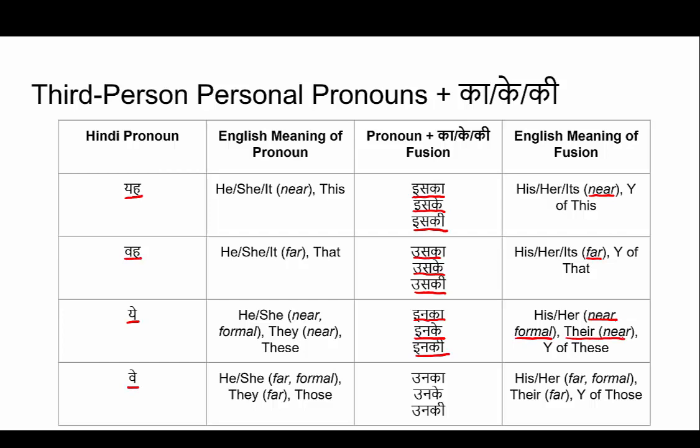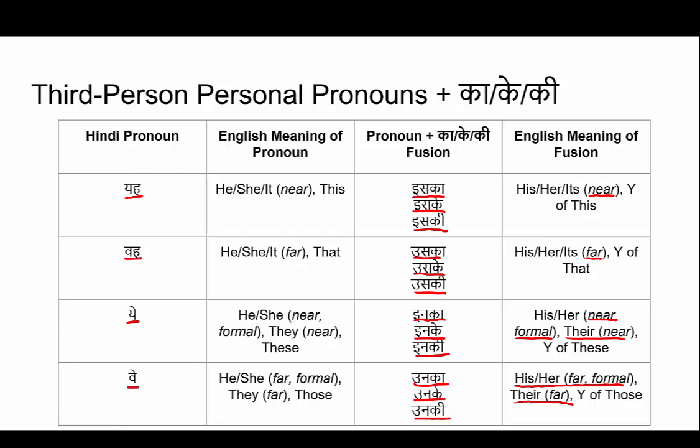While the fusions of vaha all have the prefix us, the fusions of ve all have the prefix un: unka, unke, unki. The fusions of the pronoun may refer to a single faraway possessing noun in a formal manner, or to a plural faraway possessing noun, in other words, their.